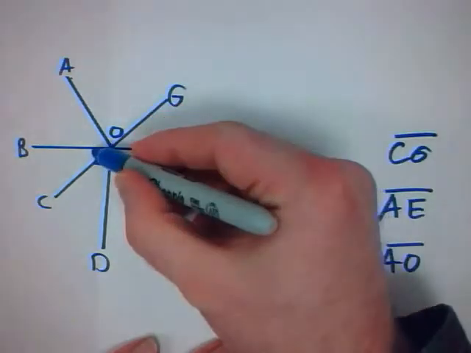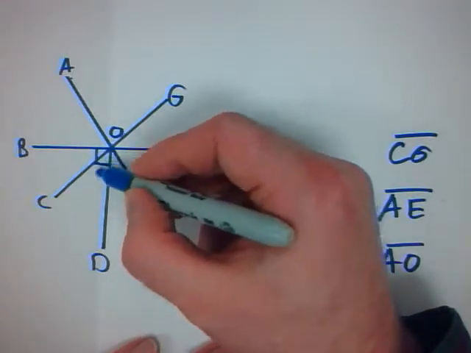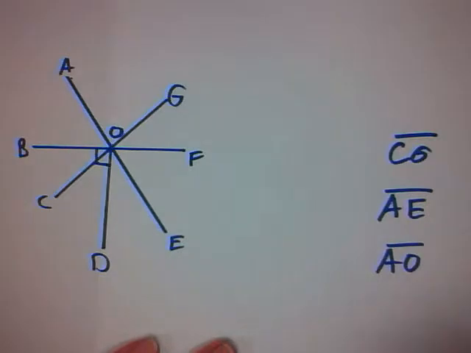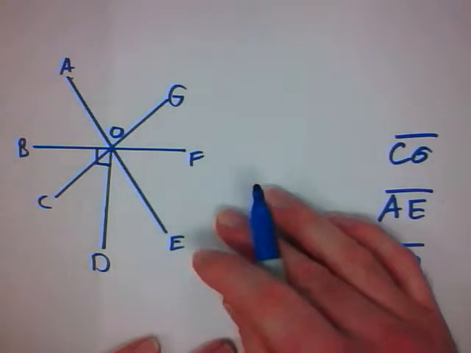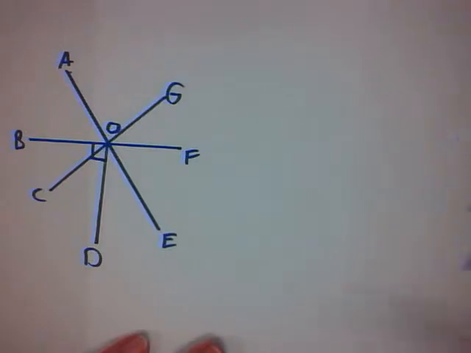By the way, see this little square here? That indicates that this is a 90-degree angle. That's important to know as well. I might also be asked to label all the existing angles in this figure. And that's also quite daunting.